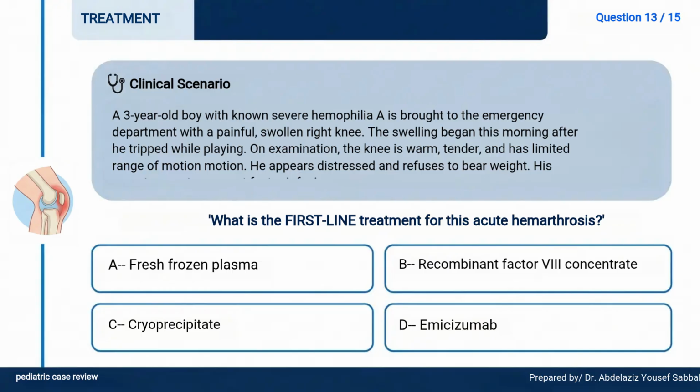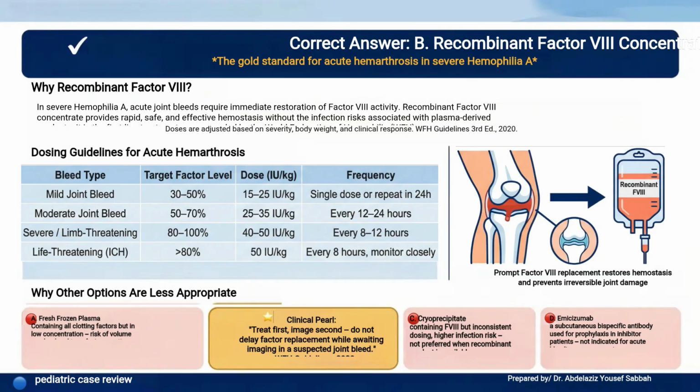Option A, fresh frozen plasma. Option B, recombinant factor VIII concentrate. Option C, cryoprecipitate. Option D, emicizumab. The correct answer is option B, recombinant factor VIII concentrate.